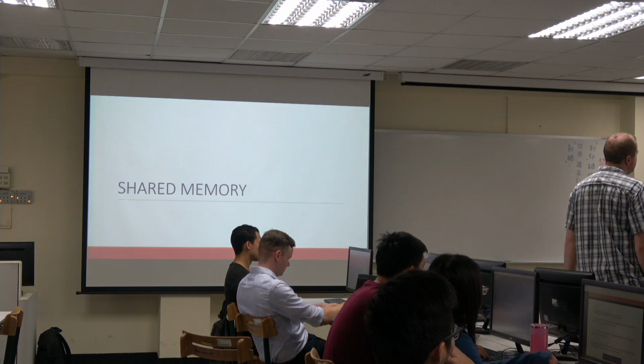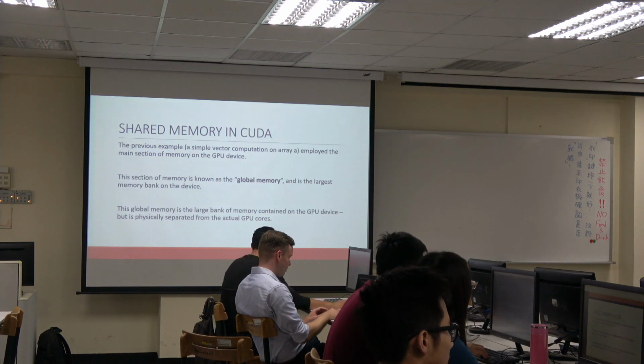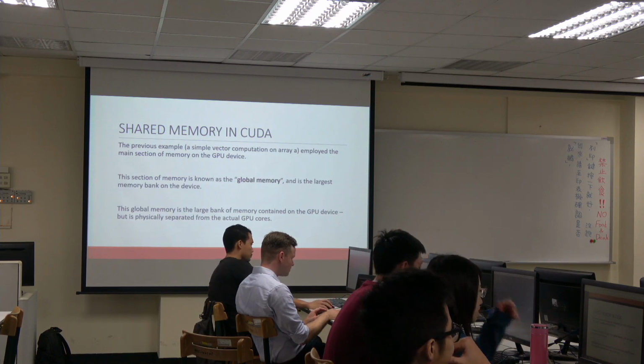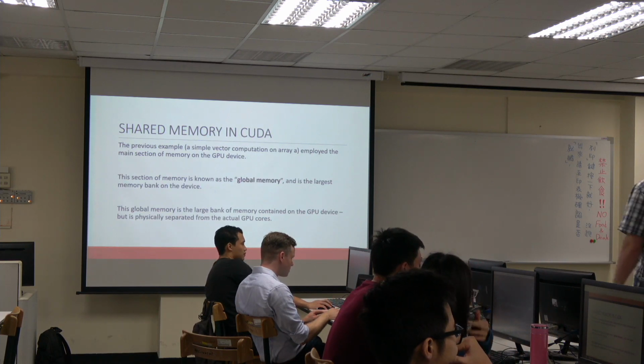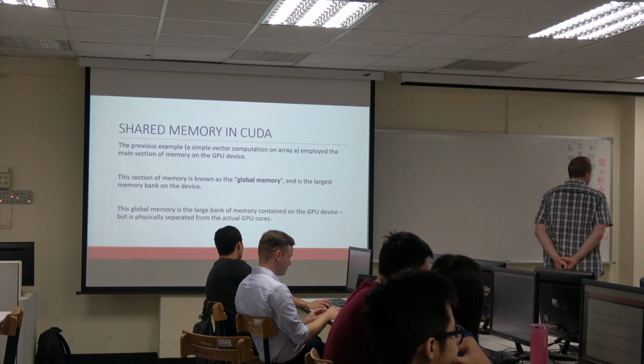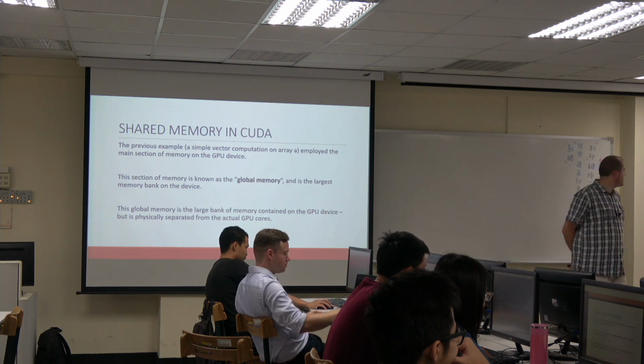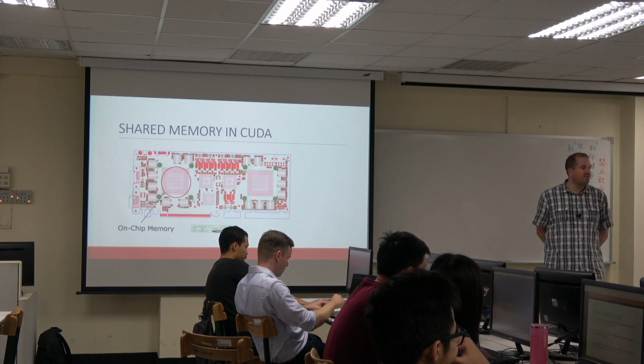Shared memory is the first one that we're going to start with. Shared memory is good. In previous examples, all of them, vector addition, our heat transfer simulations, SOR computations on the GPU, all of these used global memory. And it's really slow. And that's because it's physically separated from the GPU core.